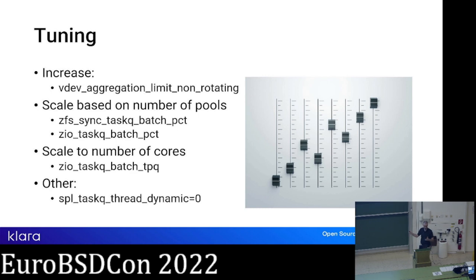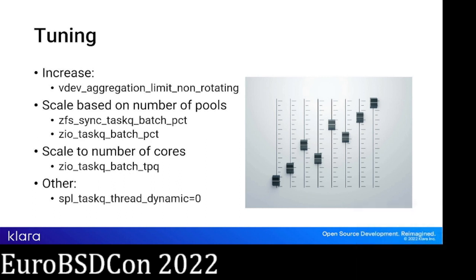So some of the tuning we looked at is these sysctls we talked about for tuning what percentage of your CPU cores are allocated for each of the different types of task queues. And the other big one is the dynamic thread setting. So a lot of these task queues, instead of making 112 threads or some such number, will only spin up more threads if you're using them.